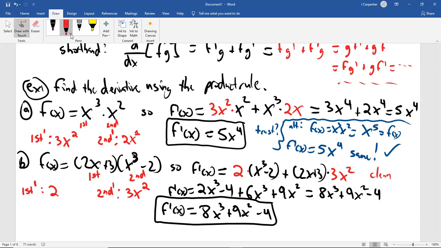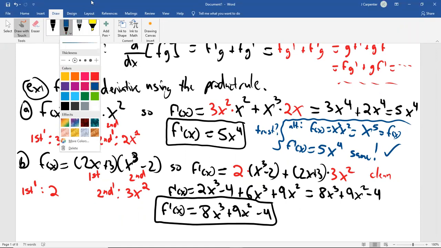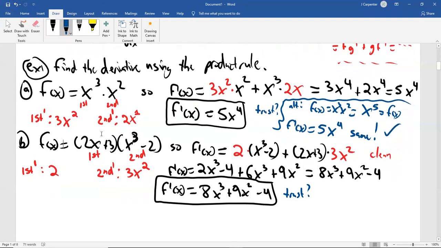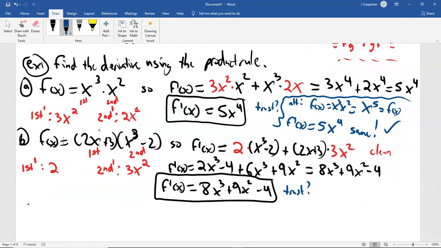I'll do the trust fall, if you want to call it that, one more time, and only one more time. So do you trust this? Because it gets much worse to do this trusting issue after this part. So we're going to get to more complicated ones. So let's take the original function, and let's FOIL it out. Before we do any of this derivative stuff, let's FOIL out the original function.